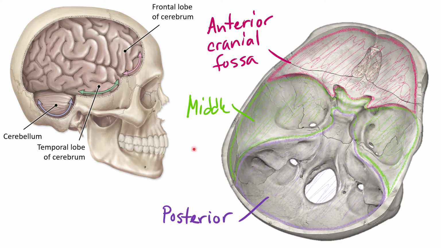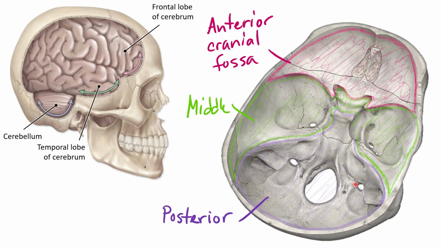The other thing you can notice in this posterior cranial fossa is the giant foramen magnum that the spinal cord leaves through. In the lab video that's associated with this lecture, you're going to see a very thorough tour of all of the foramina and features that are on the floor of the cranial cavity.